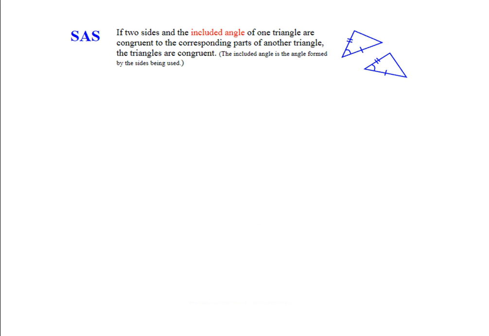Alright, the second one I'm going to talk about is SAS, side, angle, side. If 2 sides and the included angle of one triangle are congruent to the corresponding parts of another triangle, the triangles are congruent. Included angle means it's the angle that is in between the 2 sides.